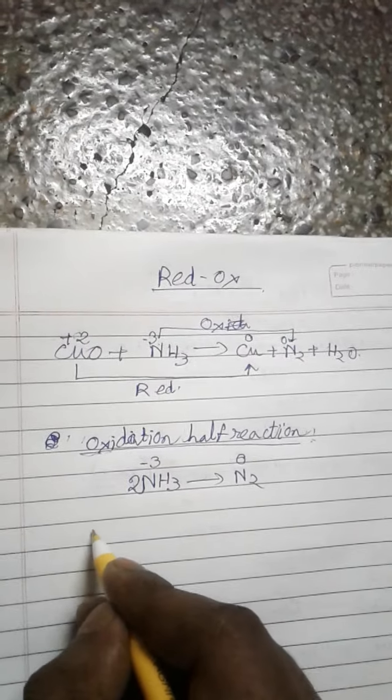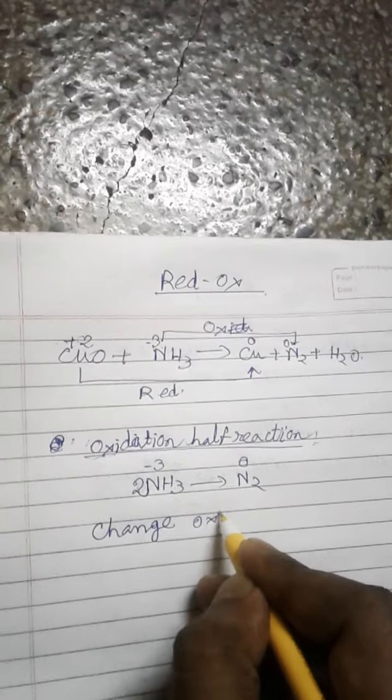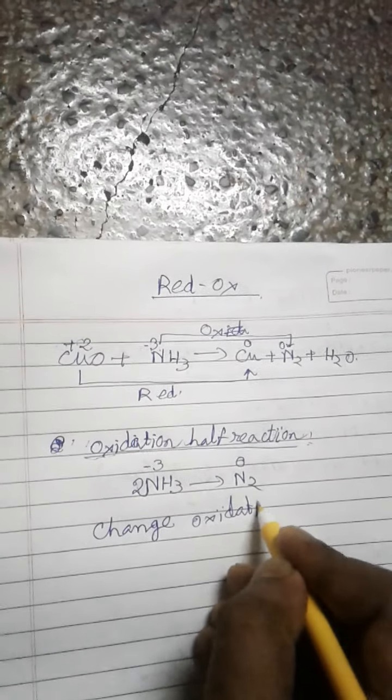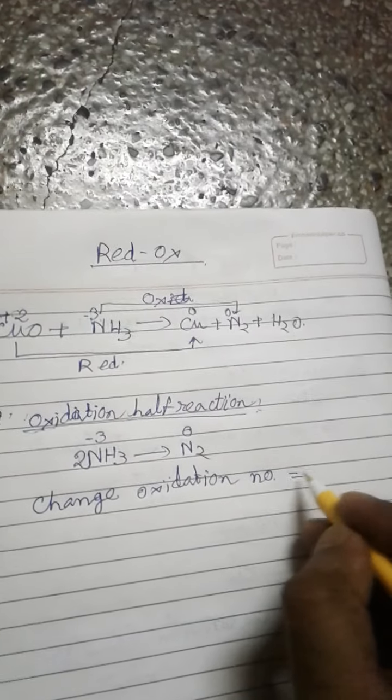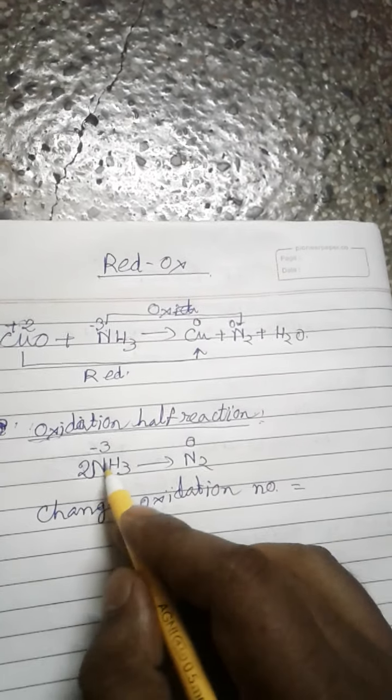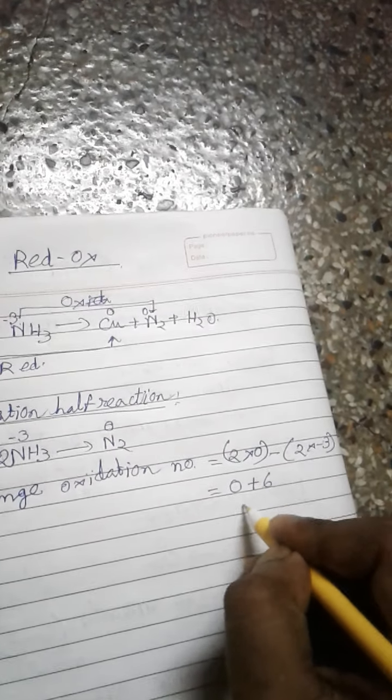And now the change of oxidation number: we must subtract the initial oxidation number from the final oxidation number. The final oxidation number is 2 into 0, and the initial oxidation number is 2 into -3. So we must subtract it, and it becomes +6. So the change of oxidation number in the oxidation half reaction is +6.